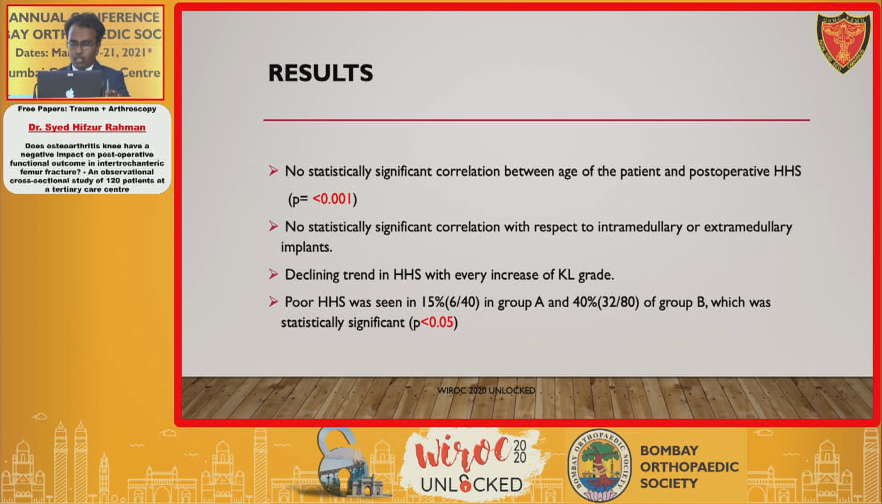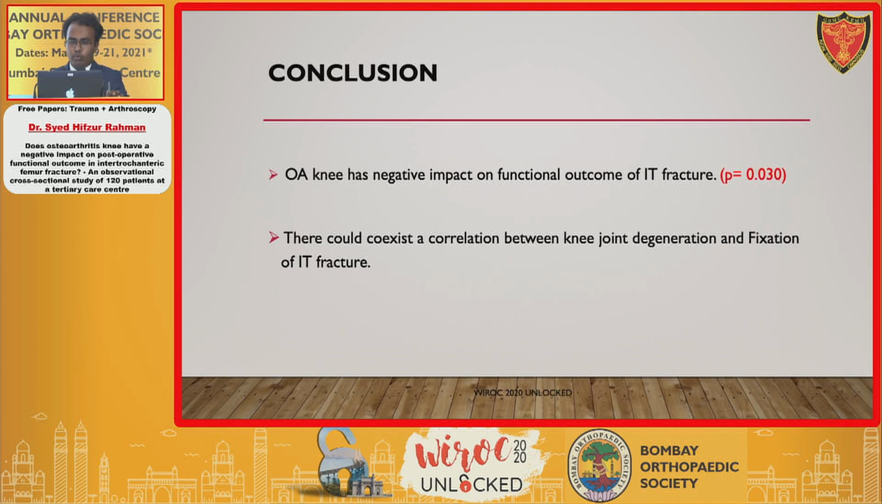A poor Harris hip score was seen in 15% of group A patients, the non-arthritic group, and in 40% of group B, the arthritic group, which was statistically significant. So we conclude that osteoarthritis of the knee has a negative impact on the functional outcome of intertrochanteric fractures. There could coexist a correlation between knee joint degeneration and hip fracture in intertrochanteric fractures. Thank you.